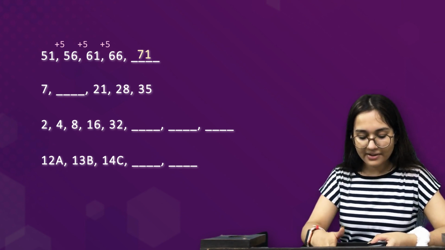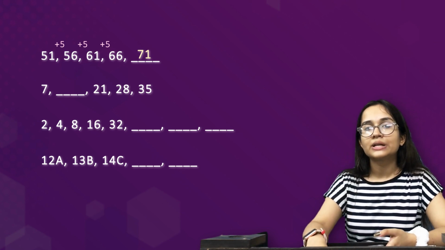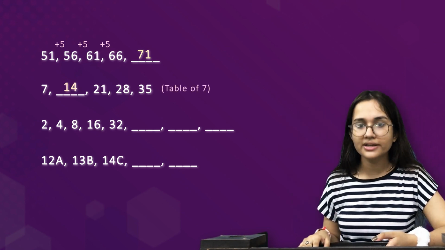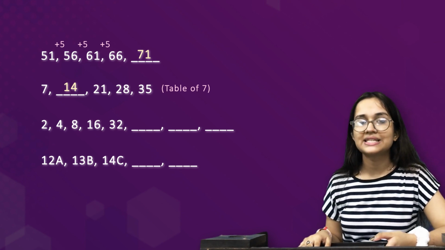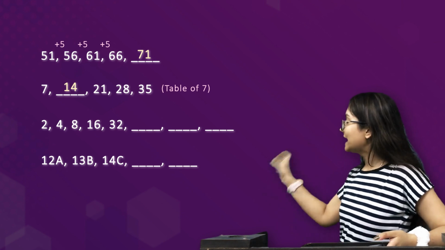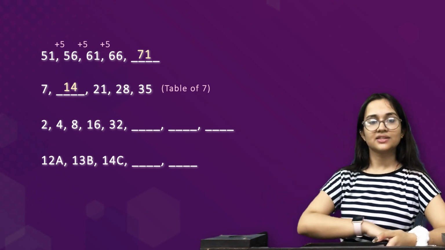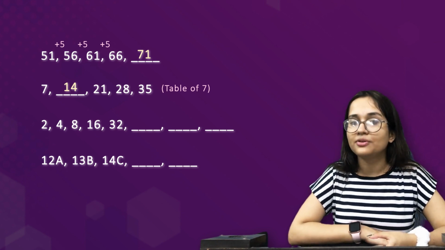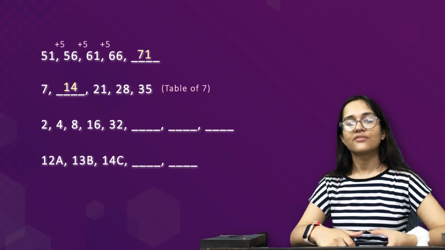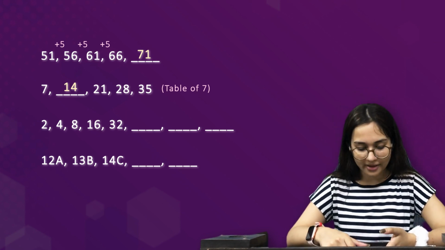Then we have 7, blank, 21, 28, 35. When we take the table of 7, it goes like 7 ones are 7, 7 twos are 14, 7 threes are 21, and 7 fours are 28. So we see that 7 is written here. We have a blank, and then 7 threes are 21, 7 fours are 28, and 7 fives are 35. So the blank will be filled with 14. This is how you need to find the rule and complete the rest of the patterns given in your textbook, so that you enhance your knowledge about patterns.